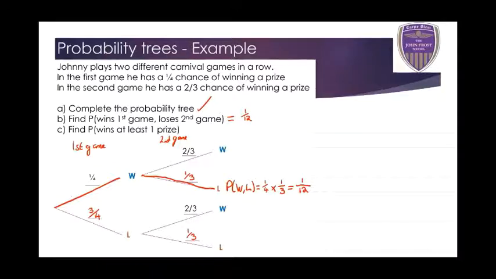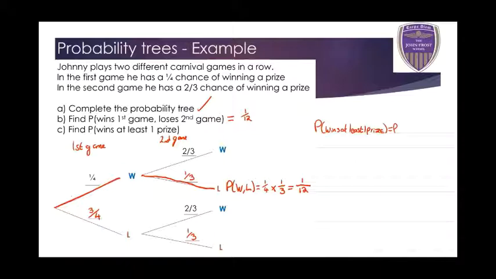Find the probability that he wins at least one prize, okay? So we're trying to find P wins at least one prize, okay? Now the at least part here is really important, okay? So that means he doesn't only have to win one prize. It means he could win 2 prizes because he's at least won one prize there, okay?